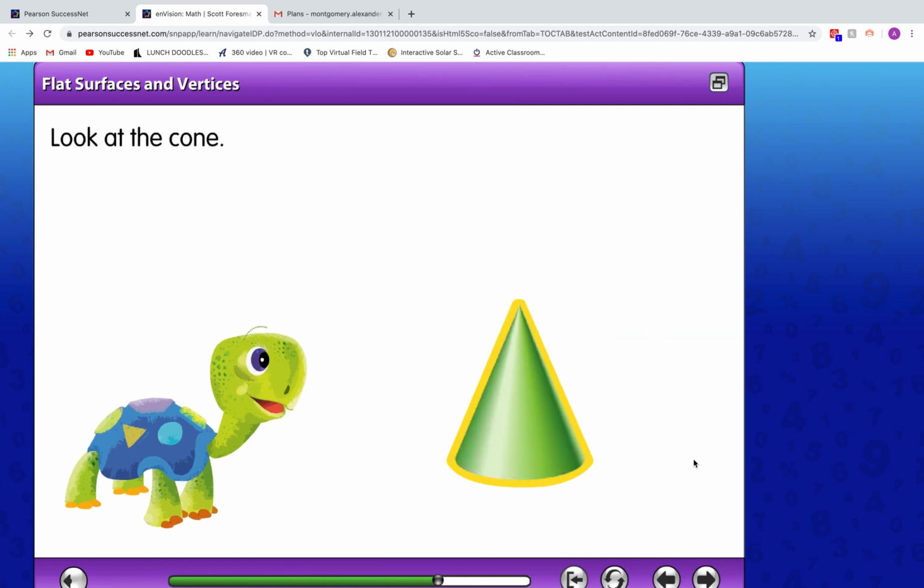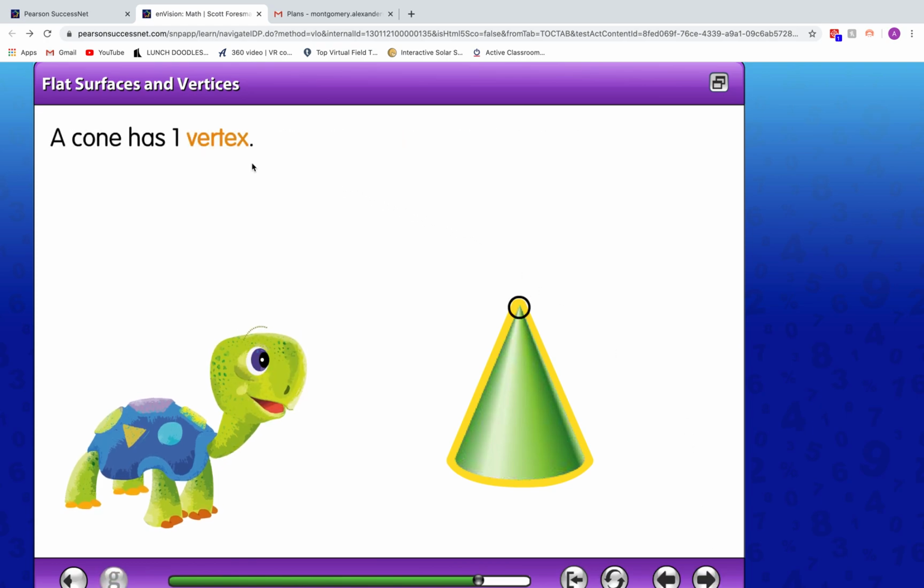All right, what about this cone? How many vertices or corners do you think this cone has? Okay, you have a guess in your head? Keep that guess. Now, there's no flat surfaces that meet all together. That's what they were saying about the vertices, that you need flat surfaces to meet together to make these corners. But this cone doesn't have any of these flat surfaces to make these corners.